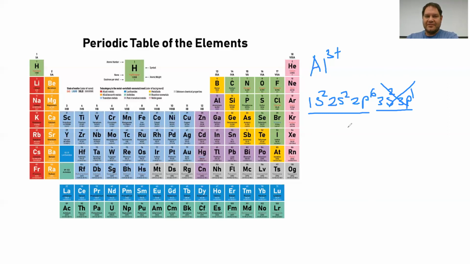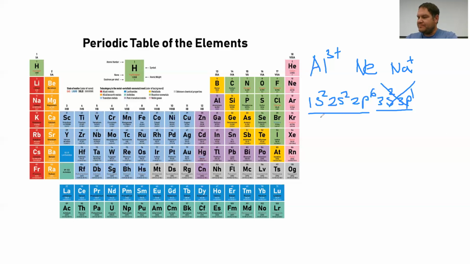Oh, wow. Guess what? Aluminum is isoelectronic to neon as well as our sodium ion, okay? All 3 of these are isoelectronic to one another. They all have the same electron configuration, okay? So don't forget that, okay?